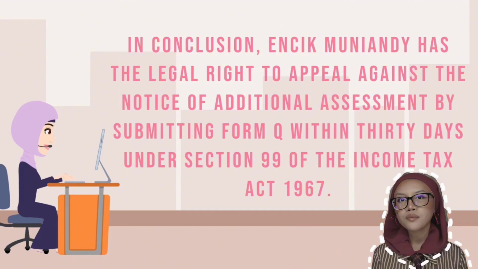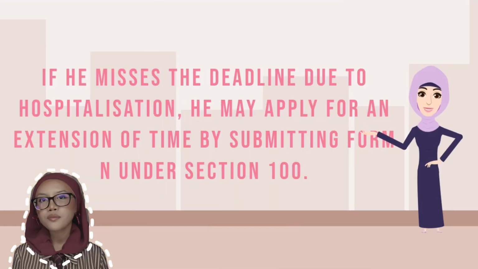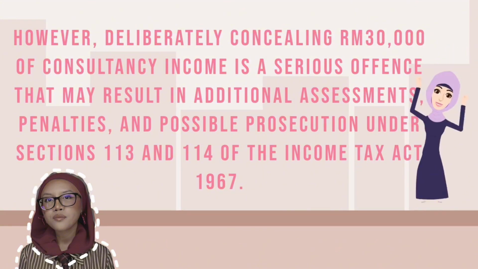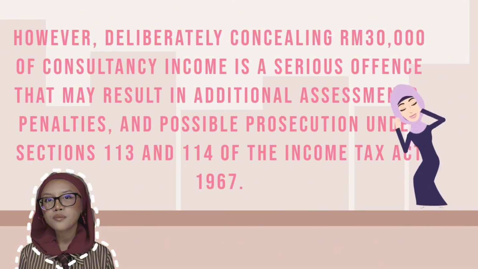In conclusion, Encik Muniandi has the legal right to appeal against the notice of additional assessment by submitting Form Q within 30 days under Section 99 of the Income Tax Act 1967. If he misses the deadline due to hospitalization, he may apply for an extension of time by submitting Form N under Section 100. However, deliberately concealing 30,000 ringgit of consultancy income is a serious offence that may result in additional assessments, penalties, and possible prosecution under Sections 113 and 114.